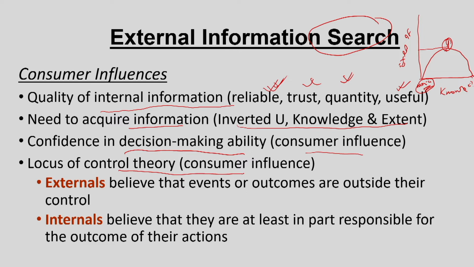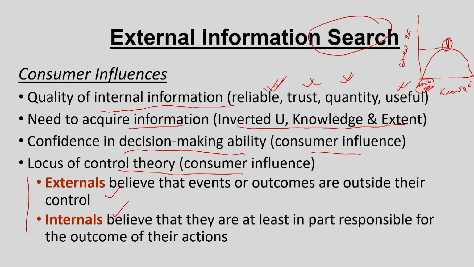Also, locus of control is another consumer influence. There are two types of people, called externals and internals. Externals are dependent on other people, they look to other people for more information, and these are the same people who do more external search. On the other hand, internals depend on and rely on themselves, so those people do not do high external search. These are two personality types, and this locus of control is basically a theory of personality types, and that also decides how much external information search there will be.